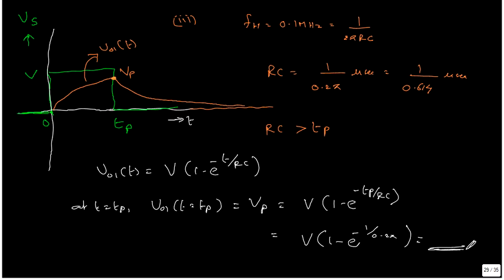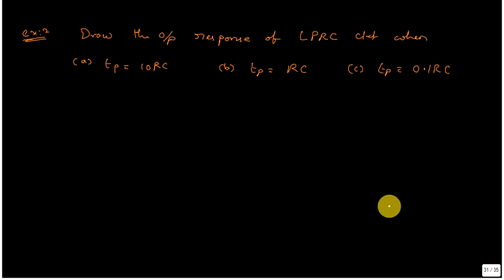Okay. Now second question. Draw the output response of a low pass RC circuit when Tp is 10 RC, Tp is RC, and Tp is 0.1 RC. Again the same thing. Tp equal to 10 times RC means Tp is very large compared to tau, that is, tau is very small. Tp equal to tau. And Tp is very small compared to tau. Same as previous, you can draw the arbitrary waveform and get the equation. This you can do.